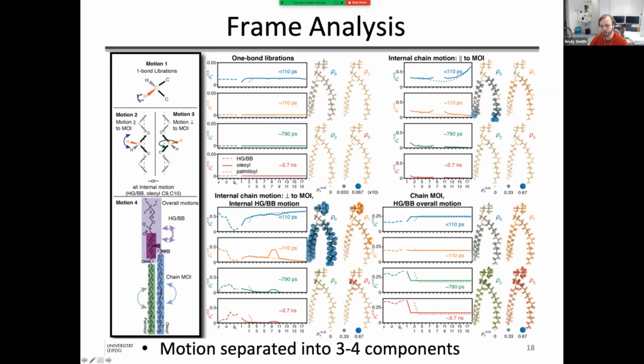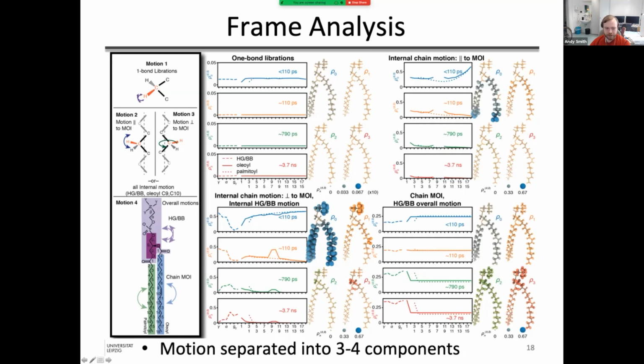It's a little easier to understand this if I jump the whole way to the other side. If we look at the overall motion, I separate the molecule into 3 parts. I take the glycerol backbone and the oxygens of the glycerol, and I again do an RMS alignment, and I apply that frame to the whole head group and backbone region. Looking at that, I can get the overall motion of the head group and the backbone.